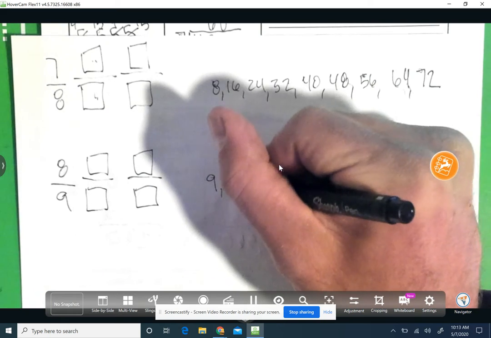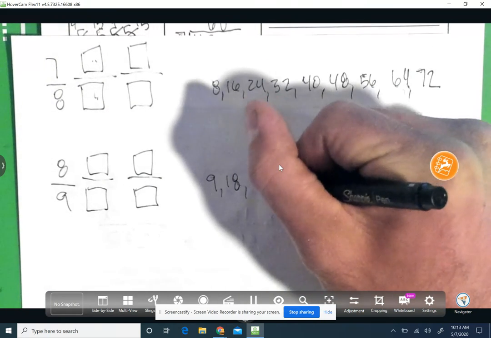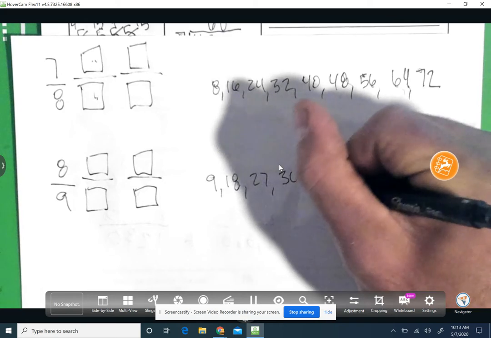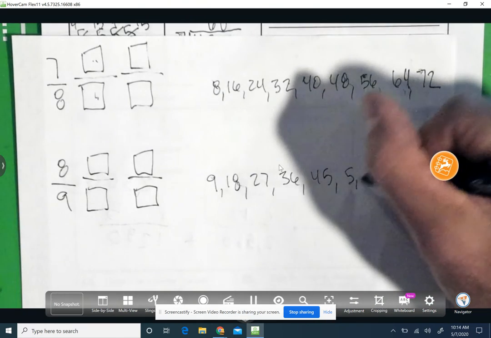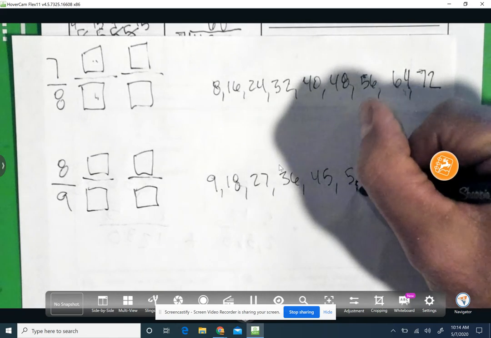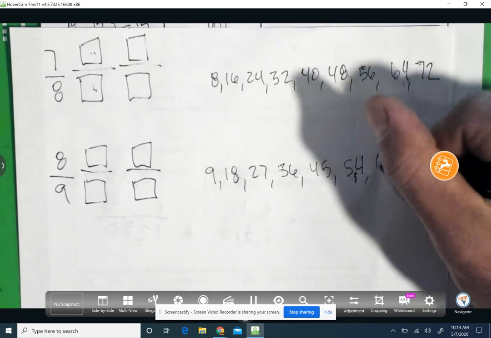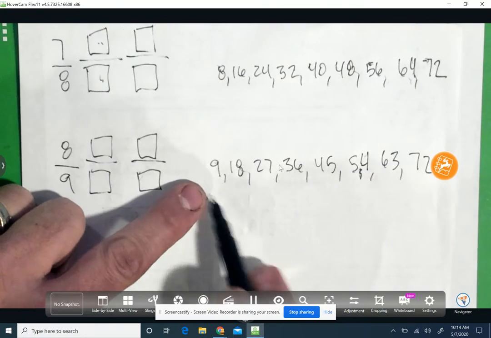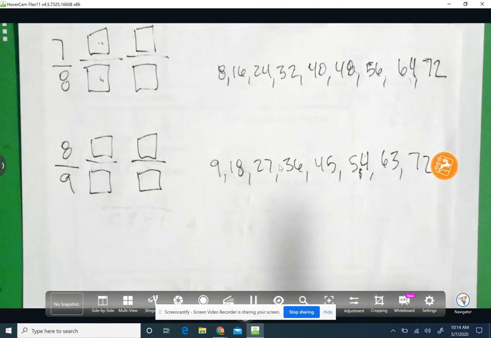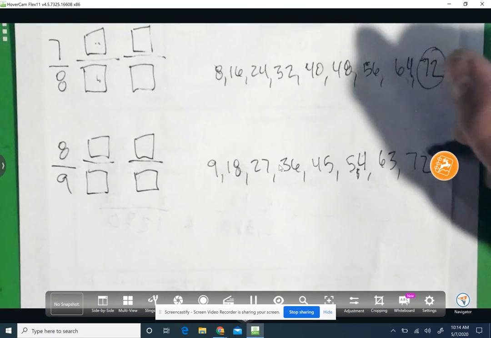9 just in case. 9, 18, 27, 36, 45, 54, there's no comma there, 63, and 72. The least common multiple of 8 and 9 is 72.